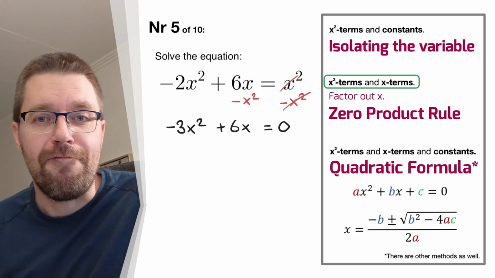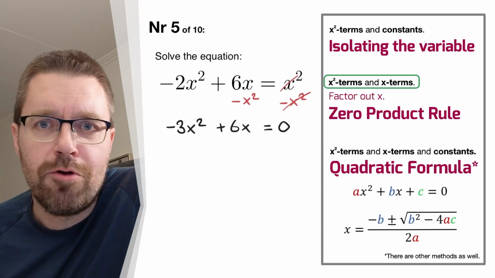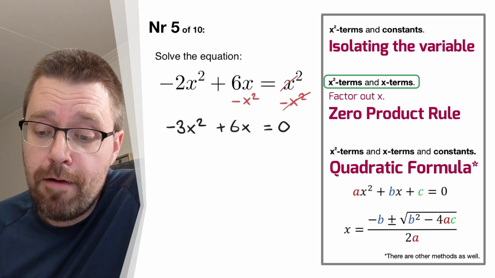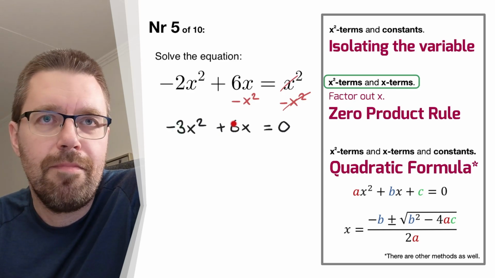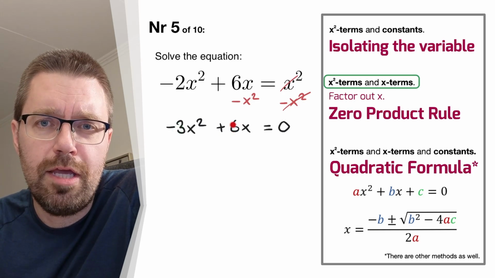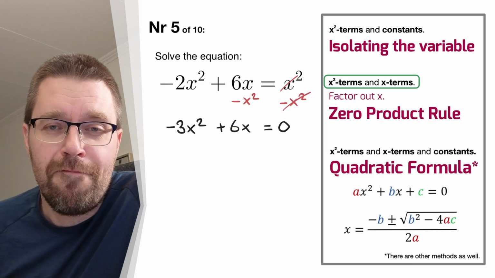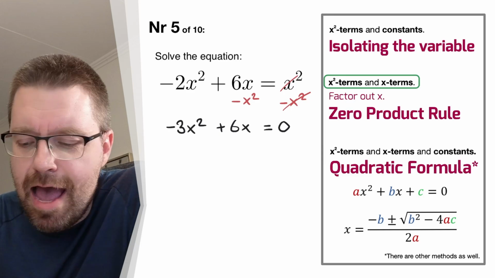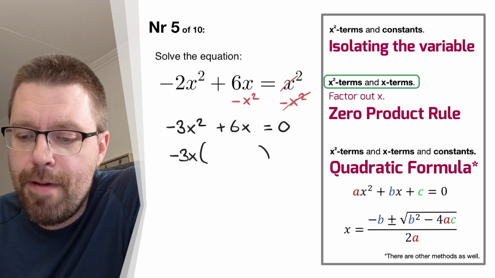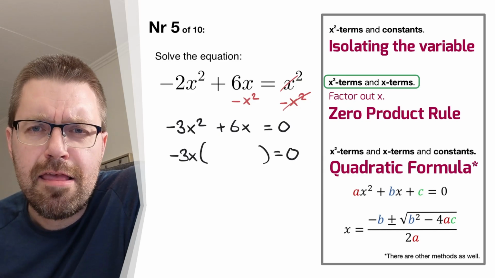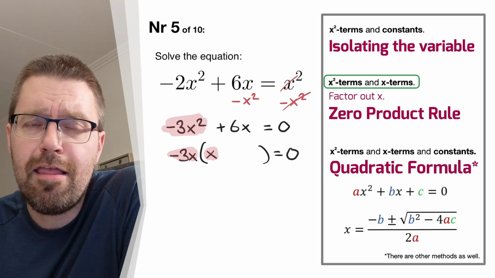So now we can factor out x, but I think it's easier if you factor out a number 3 as well, because we have 3 here and we have 3 here too. 3 times 2 equals 6. And it's easier if you also factor out the negative sign. So I write it like this, minus 3x, and then the parenthesis equals 0. And inside the parenthesis, what's left from the first term must be x.